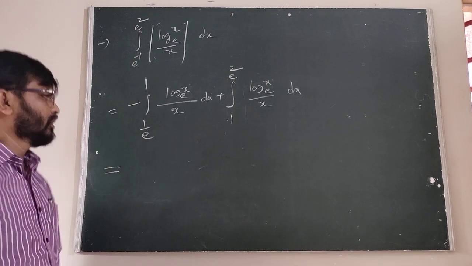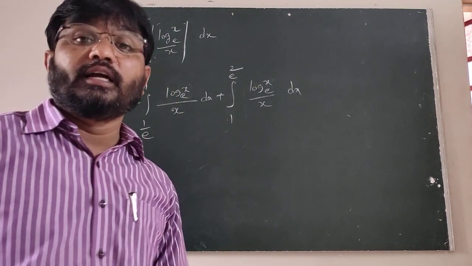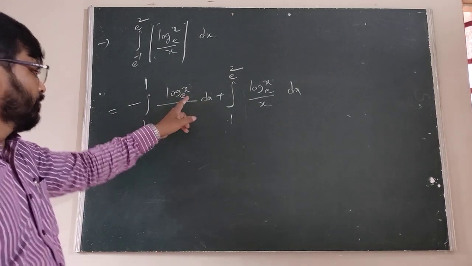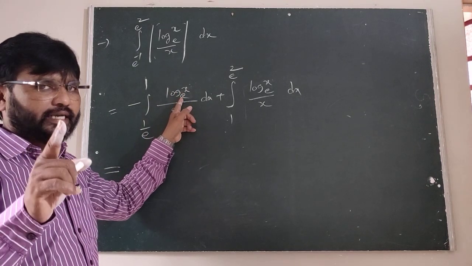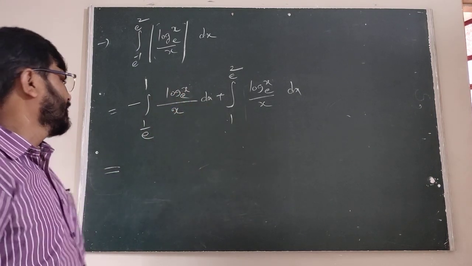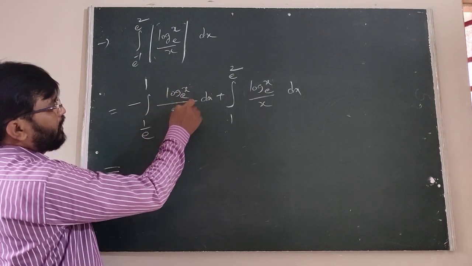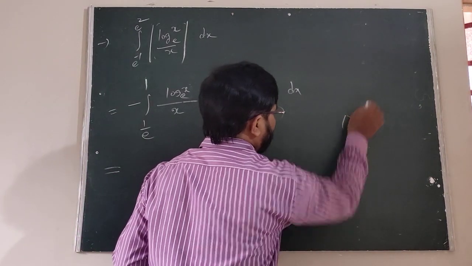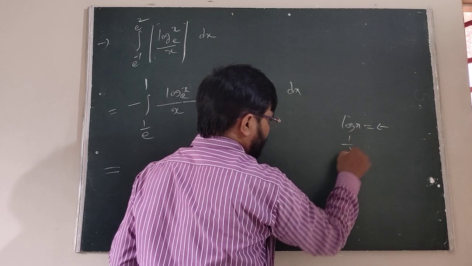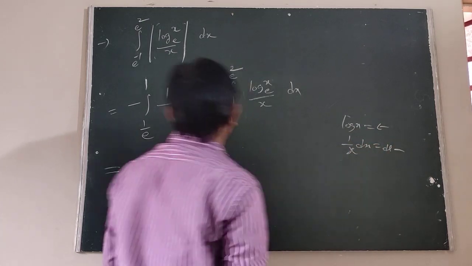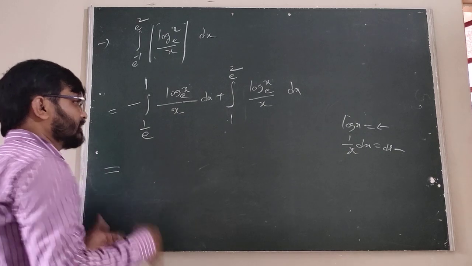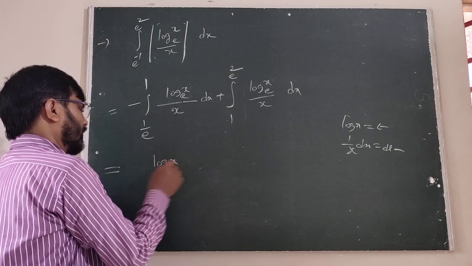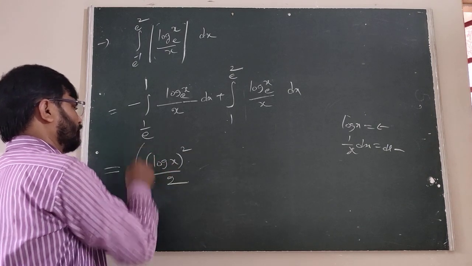To solve this, take log x to be t. The derivative of log x is 1 by x, so 1 by x dx is dt. Therefore we get the integral of t dt. Is it clear? When log x is taken as t, the derivative is 1 by x dx equals dt. The integral of t dt is t square by 2. So this is log x whole square by 2.